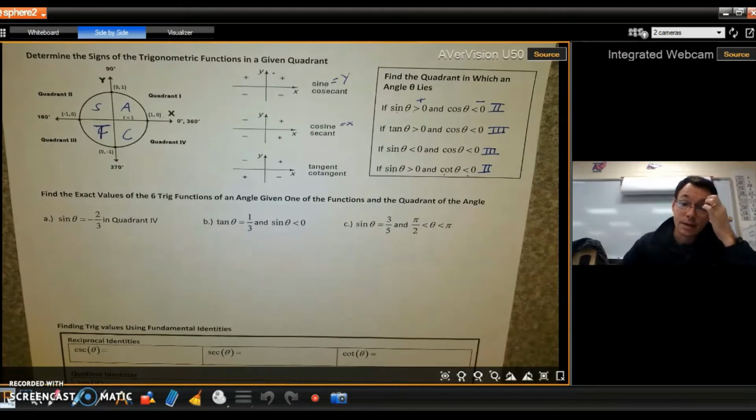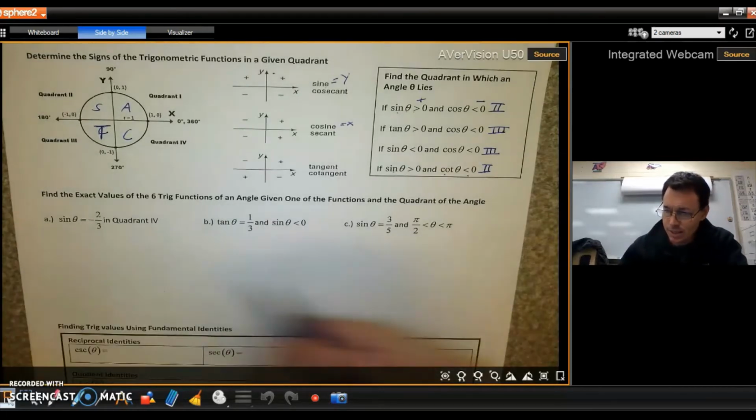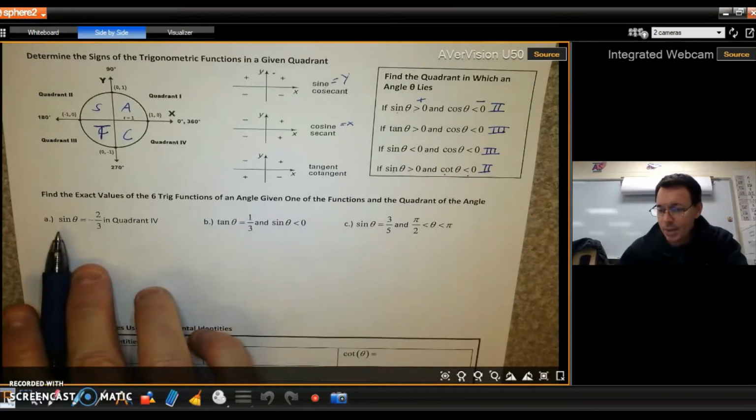Okay? Now, I could play this game all day long. I could just keep throwing, this is positive, this is negative, this is positive, this is positive, and you should be able to kind of tell where we're located. And we need to know how to do that for one of the problems we're going to do down below. So, if you look at the next section, I'm giving you some information.